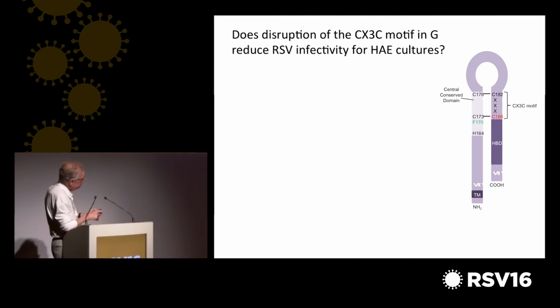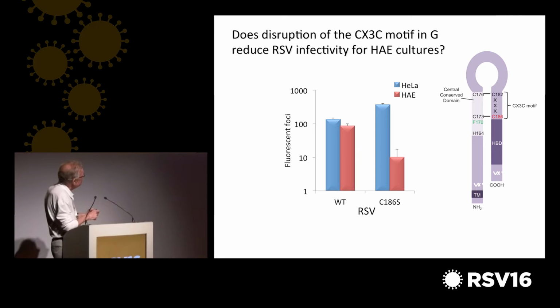Now, what about a disruption in this region? This was a virus that Mike Teng made, which you can see, whereas wild-type virus can infect both cell types equally well, this C186 mutant infects HeLa fine, but not very well in HAE cells. So this has taken out this cysteine and replaced it with a serine, about the same size.